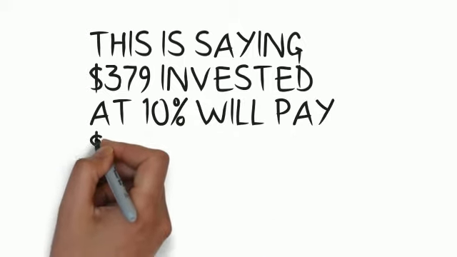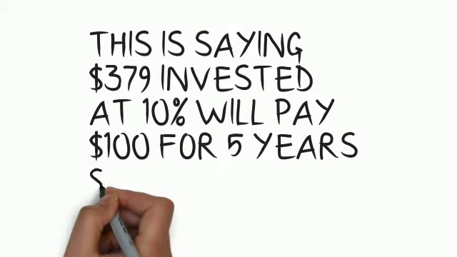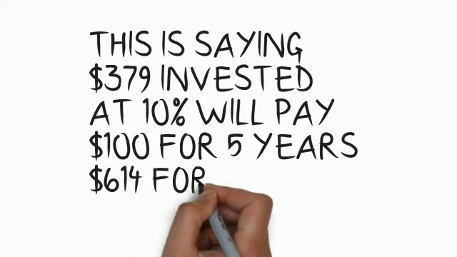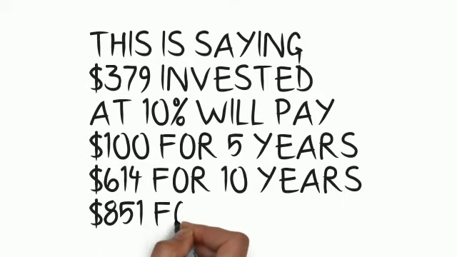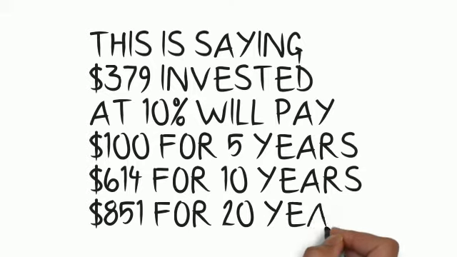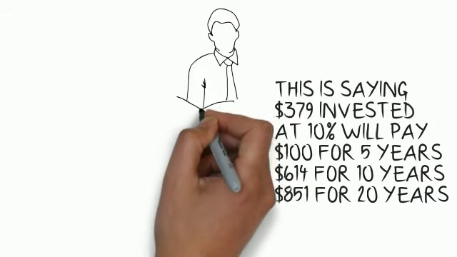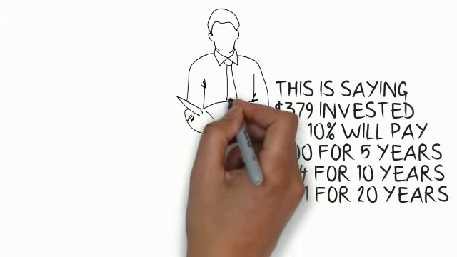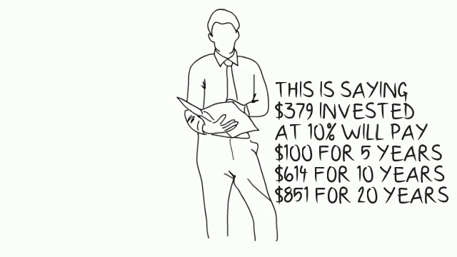If I invest $614, I can be paid an annuity of $100 for the next 10 years. If I invest $851, I can get an annuity of $100 over 20 years. So the gist of this whole story, what this story is now saying to us, is that the present value of $100 over 5 years is $379. Over 10 years is $614. Over 20 years is $851.